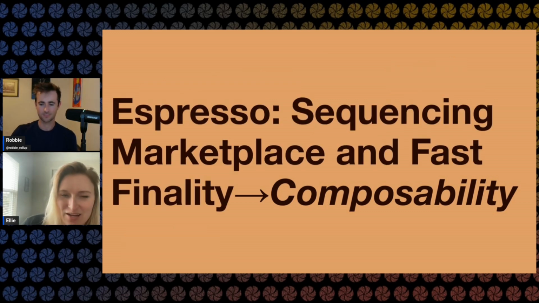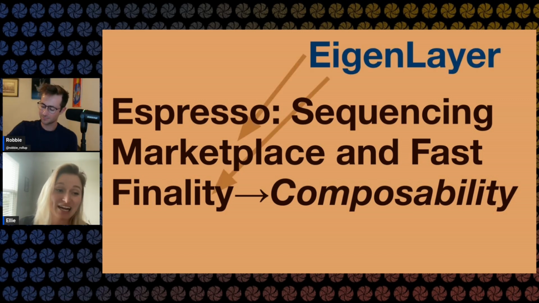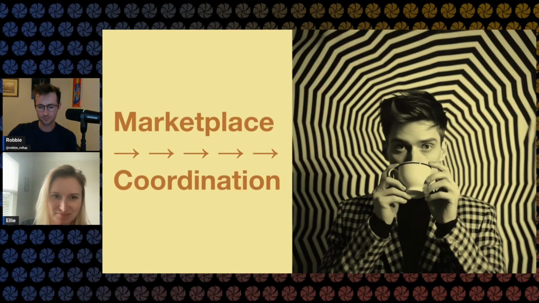So back to the question, how do we get composability? Well, we're building a sequencing marketplace and a fast finality layer. That's how Espresso believes we can get composability. And where EigenLayer comes in is that EigenLayer serves as this foundational infrastructure on which both of these things can be built, and we can get a lot of really cool benefits from that, which I'll go into later. All right, so I'll go into the marketplace, and then later I'll go into the finality layer.